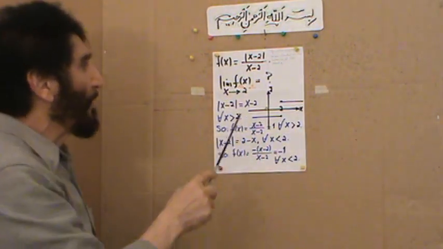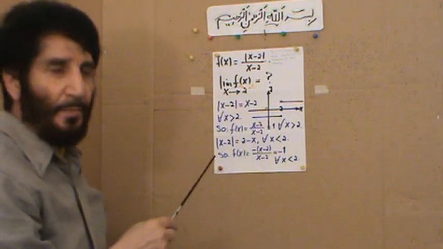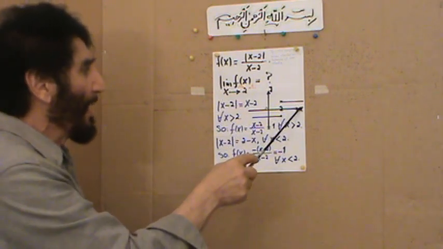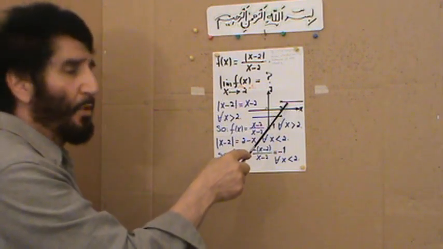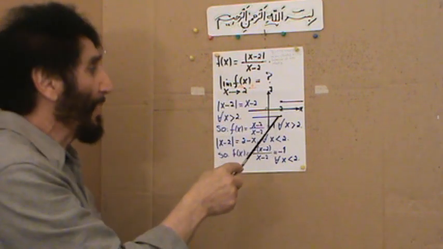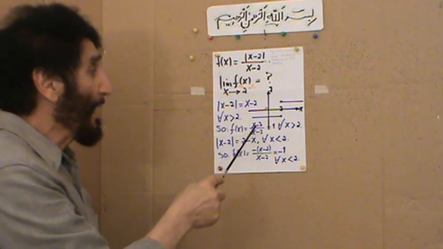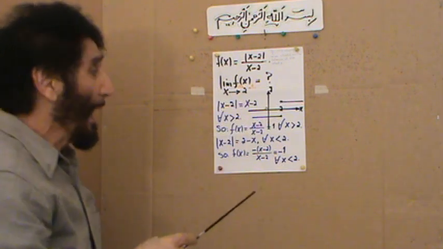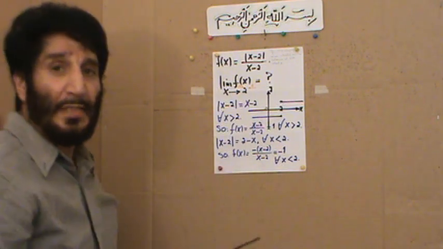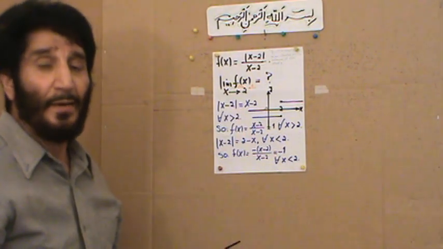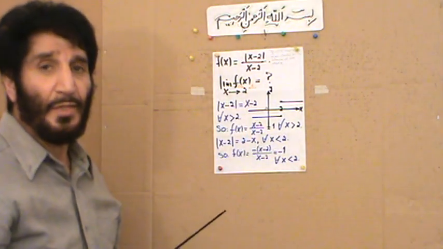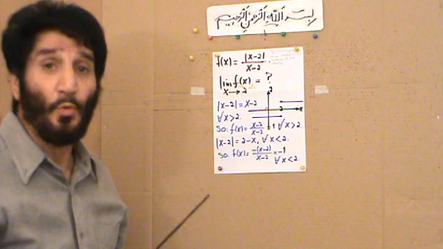Okay, so the graph of that, as you see, is very explicit. You can see it for yourself. When x is approaching 2 from the right-hand side, it's always equal to 1. And when x is approaching 2 from the left-hand side, it's always negative 1. And since these two limits are different, therefore the limit does not exist at 2.